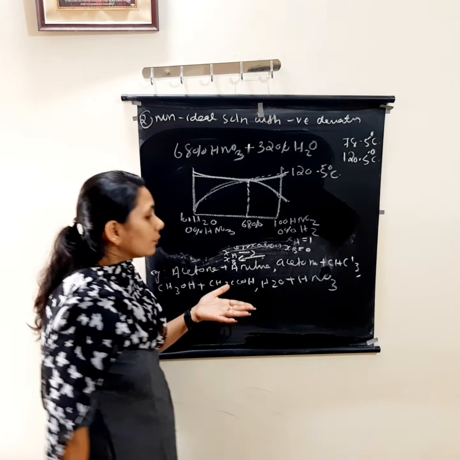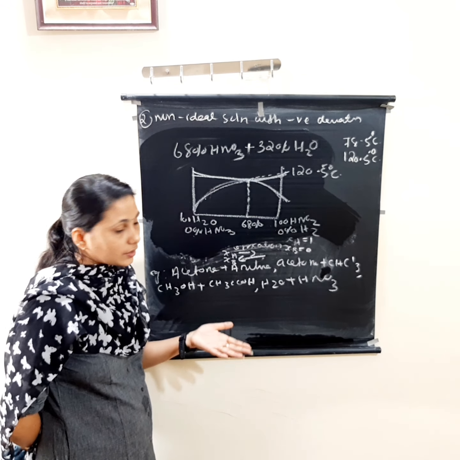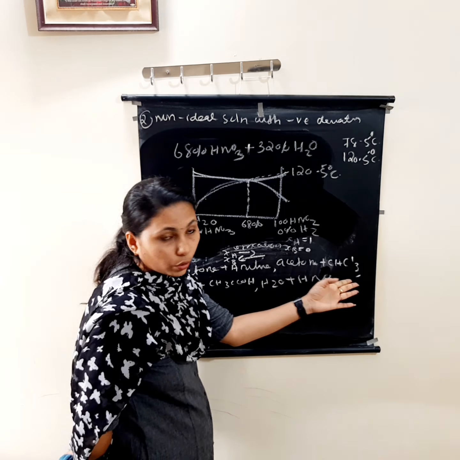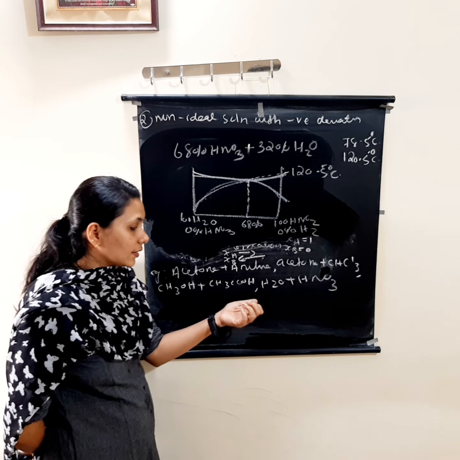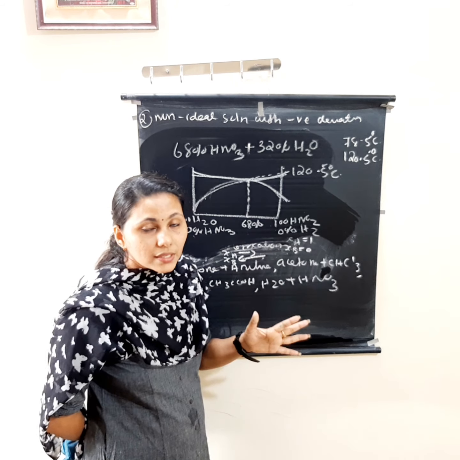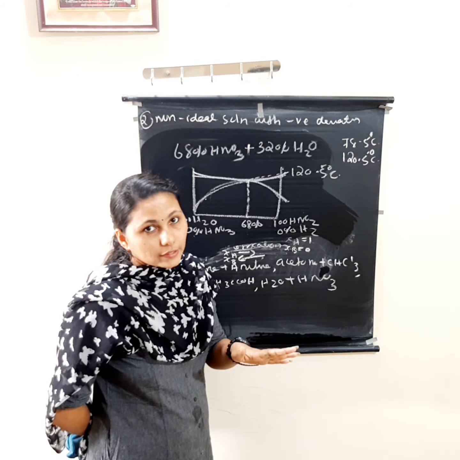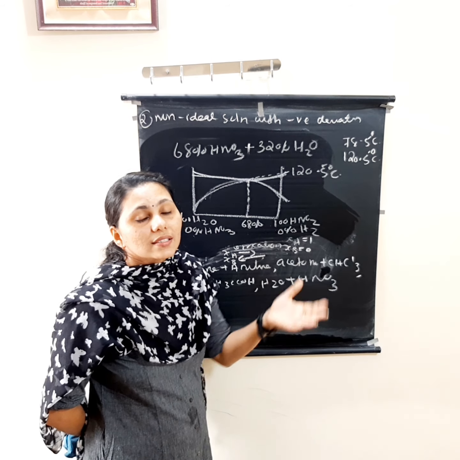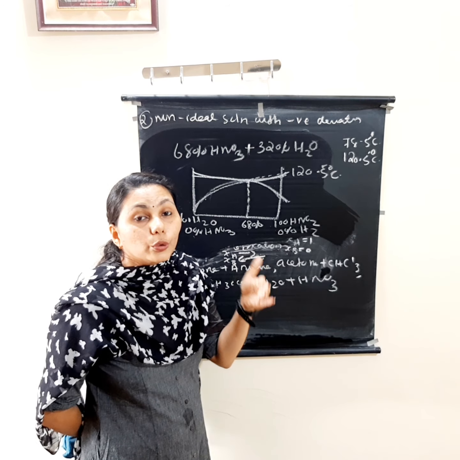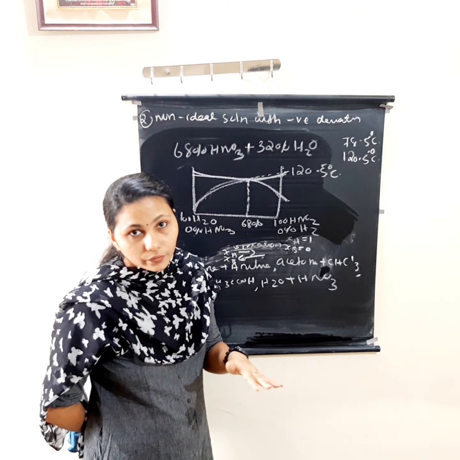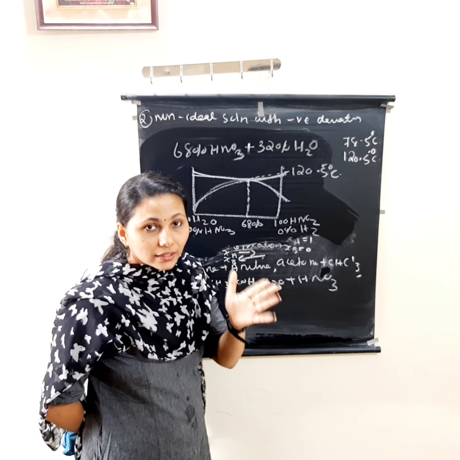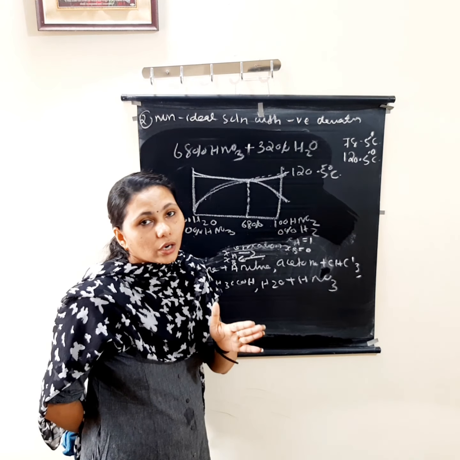Then for examples of solutions showing positive deviation, many examples are given in the classwork: acetone plus aniline, acetone plus chloroform, ethanol plus acetic acid, then water plus nitric acid, etc. They are clearly given in the notes, so you can learn that. The next is the difference between ideal and non-ideal solutions, and the difference between solutions showing positive deviation and negative deviation. We explained everything clearly, and the differences are clearly given in the notes, so you have to learn that.